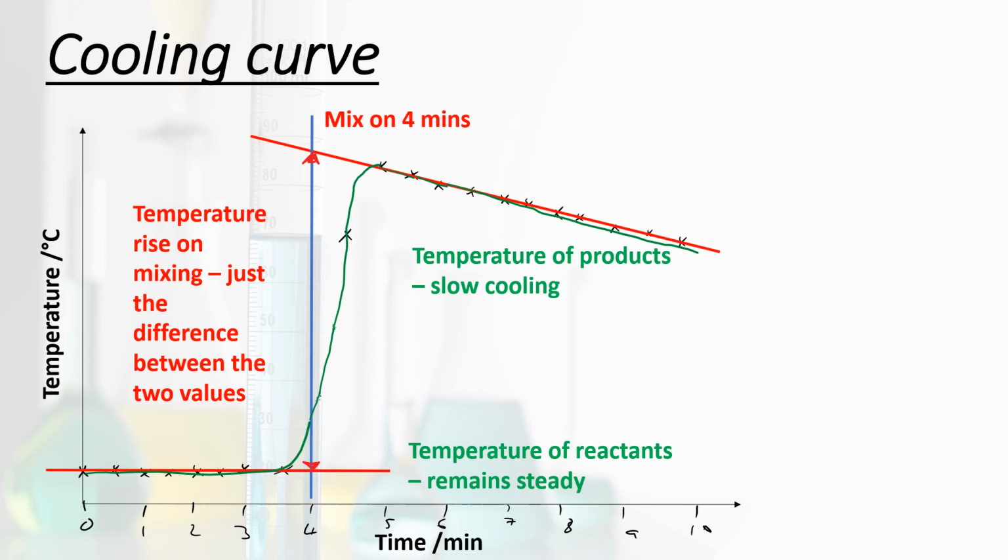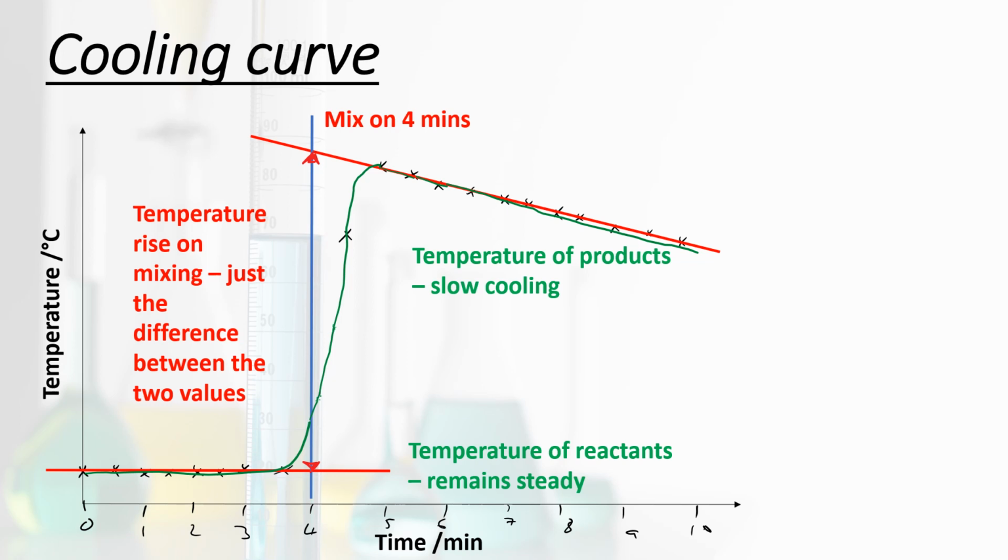Then on 4 minutes, when we add our two reactants together, this is what produces our change. We're going to add our two reactants together directly on the 4th minute. As we do that, we don't measure a temperature value. The next time we're going to measure our temperature with the thermometer will be at 4.5 minutes.